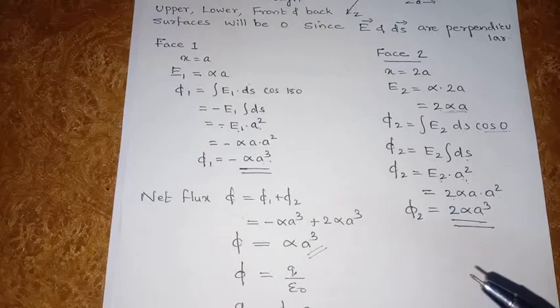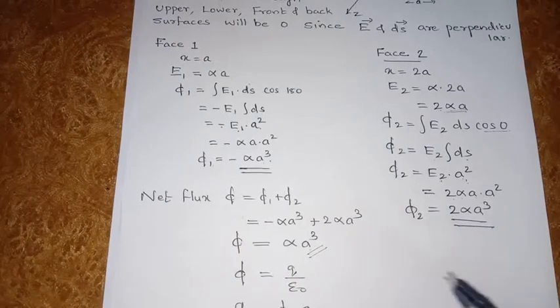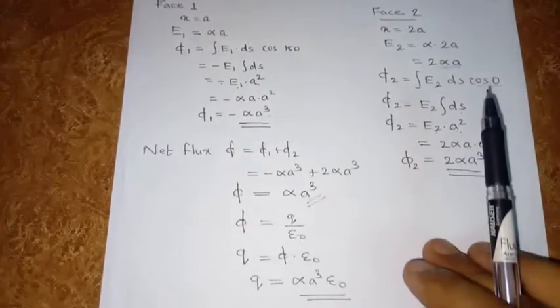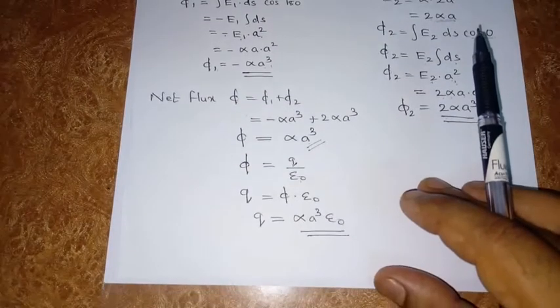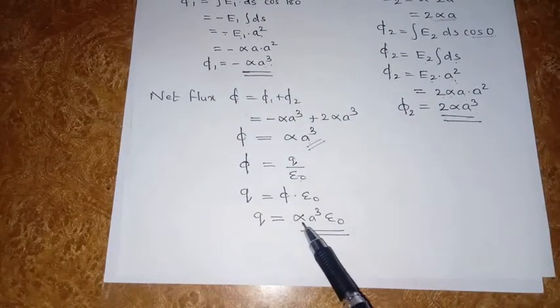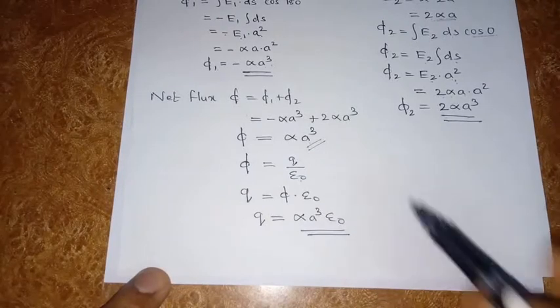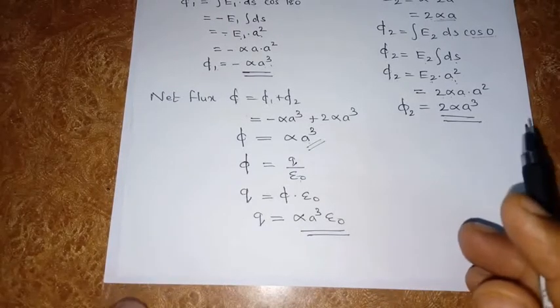That means according to Gauss's theorem, a charge is enclosed. The next question is how much charge is enclosed? We know that phi is equal to q by epsilon 0. Therefore the charge enclosed q is equal to phi into epsilon 0. That will be alpha A cube, that is the net flux, into epsilon 0. This will be the result for the charge enclosed.